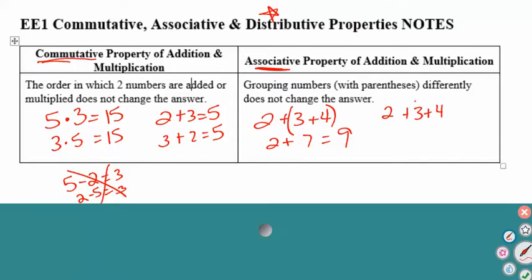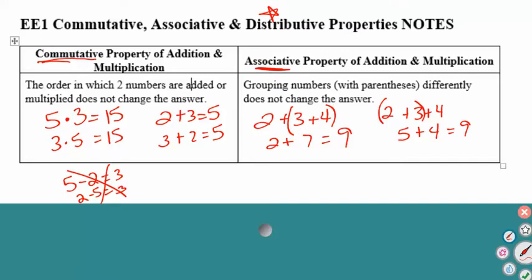But over here, I still have the same order, but I put parentheses around the 2 and the 3. So order of operation, I would do this first. I would still get 9. Okay, so if I am adding or multiplying and I change the order in which I have my grouping symbols, so I change the order in which I add or multiply, again, it will not affect the answer. So the difference between the commutative and the associative is the associative will have parentheses.